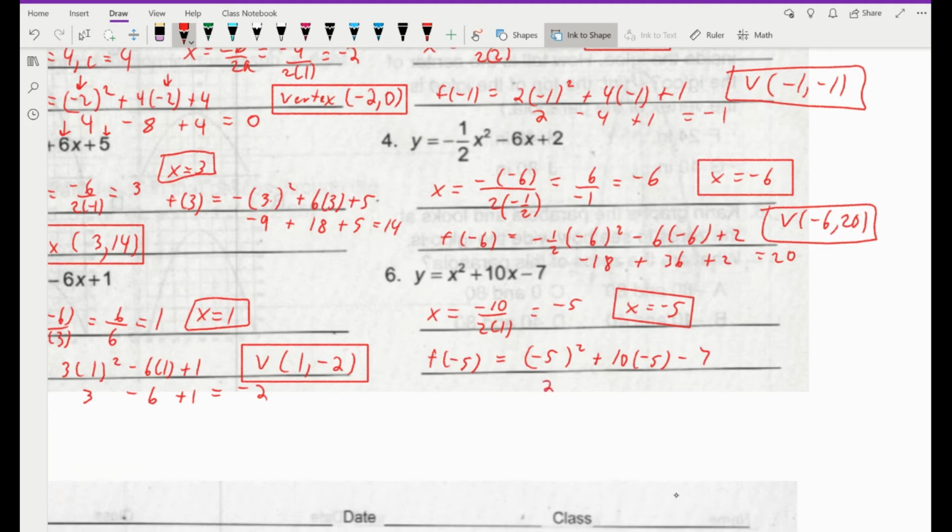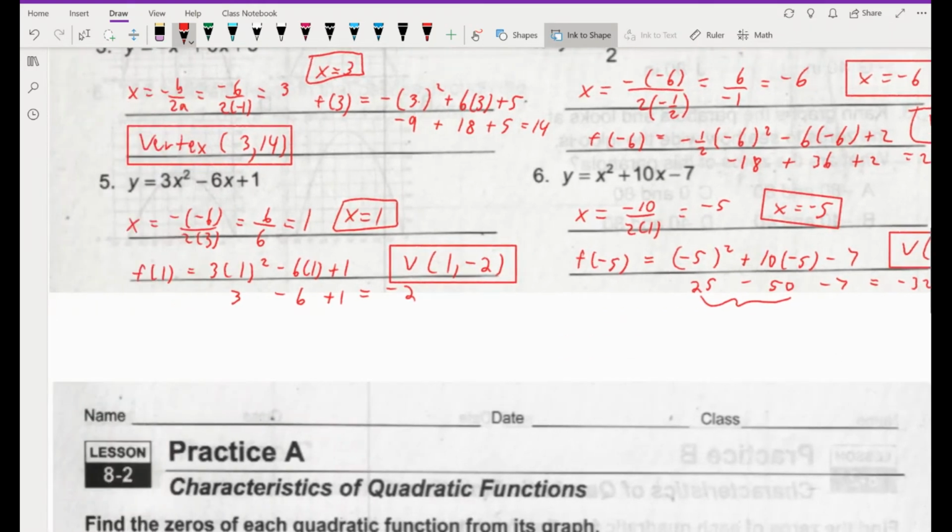Negative 5 squared is 25. 10 times negative 5 is negative 50, minus 7. 25 minus 50 is negative 25. Negative 25 minus 7 is minus 32. So we have our vertex, negative 5, negative 32.